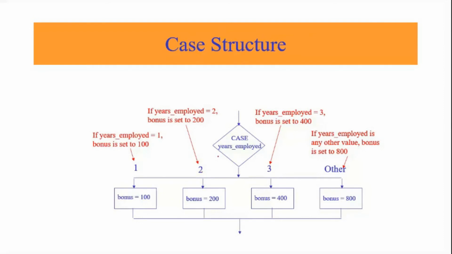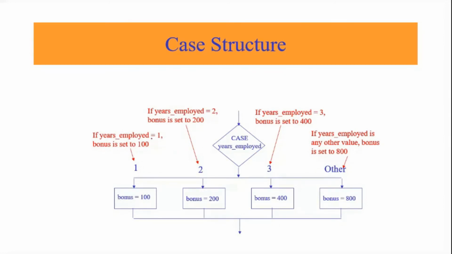If years employed is 2, there should be some other operations. If years employed is 3, there should be some other operations. And if it is other, that is, the years employed is other than 1, 2 and 3, then another operation. So that is how it is done.